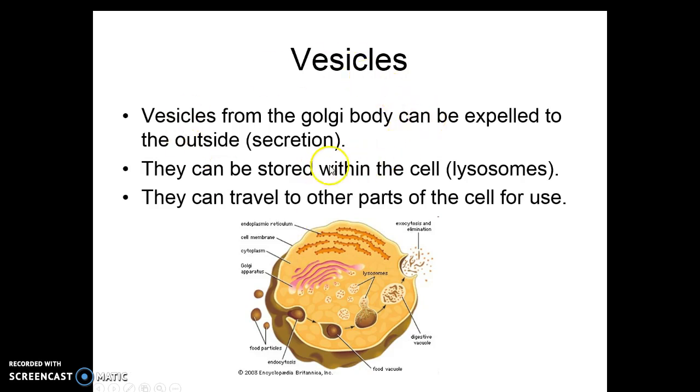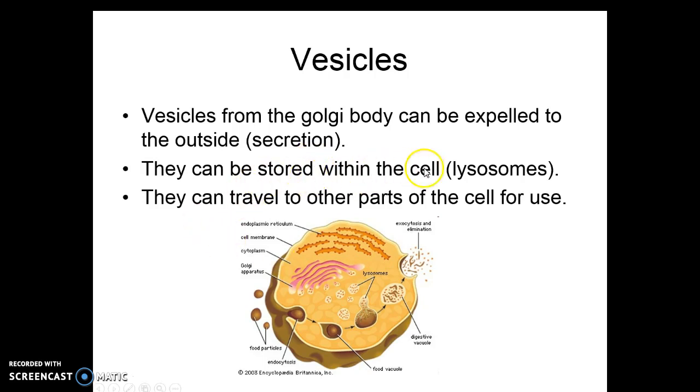A vesicle can be expelled to the outside of the cell, called secretion. So maybe the cell is making something that needs to go into the bloodstream to travel to another part of the body. It would go to the outside of the cell. All right, see, this vesicle is going to the outside. Maybe it's making mucus. So there's genes that tell your body how to make mucus. Mucus is made inside your nose cells, and then it's expelled to the outside of the nose cell, which is the inside of your nose, and you get all stuffed up. That's a vesicle transporting mucus through the cell to the outside of the cell to get into your nose, so you need to blow your nose.